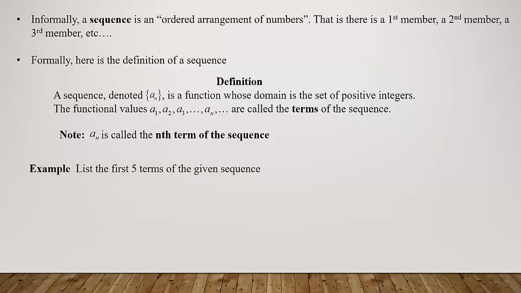So hey, let's do an example. This first example is just simply listing the first 5 terms of a sequence. And I have 3 parts here. In part A, the sequence a sub n is 1 over n. Part B, the sequence b sub n is 1 over 2 to the n. And part C, the sequence c sub n is negative 1 to the n.